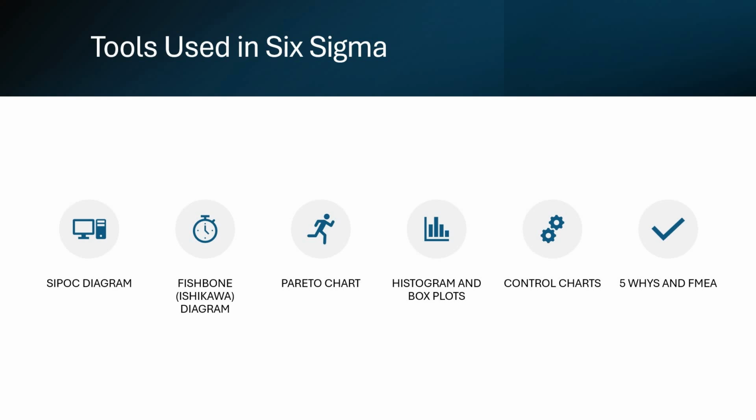SIPOC diagram, fishbone diagram, Pareto chart, histogram and box plots, control charts, 5 whys, and FMEA, which is failure modes and effects analysis. All these are real good tools which are proven to be worthy, and we can definitely try using them in the Six Sigma.